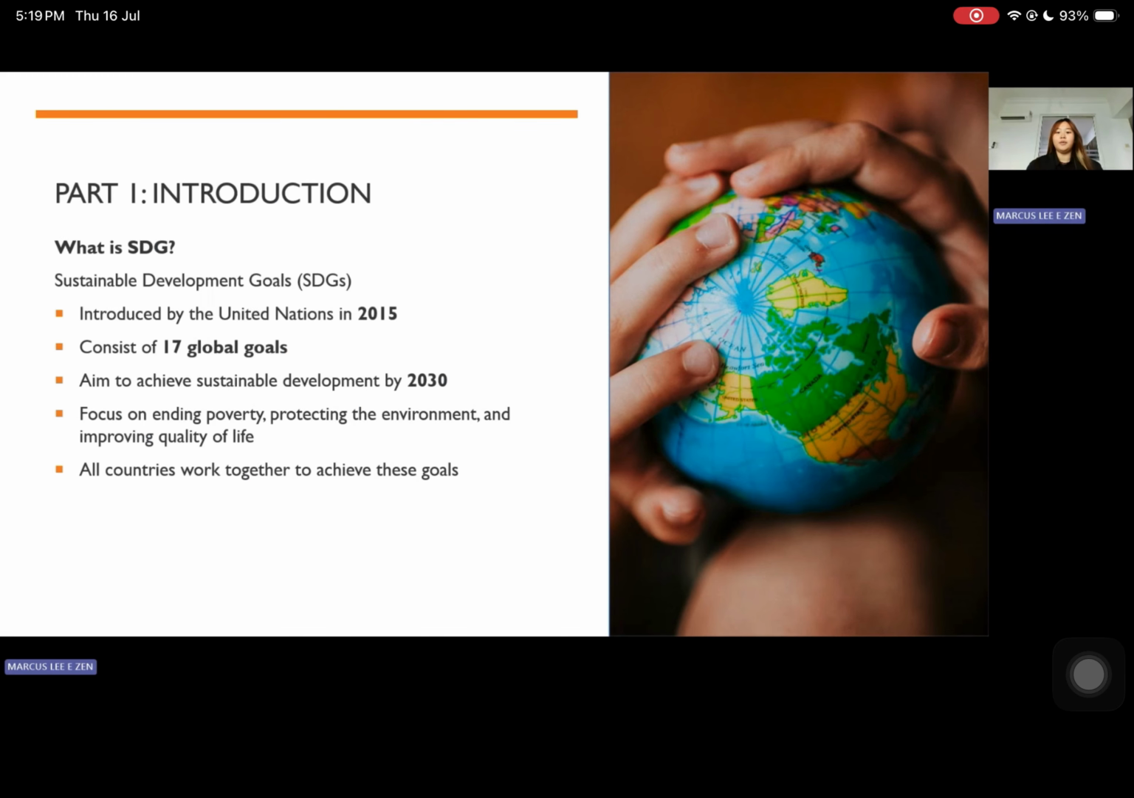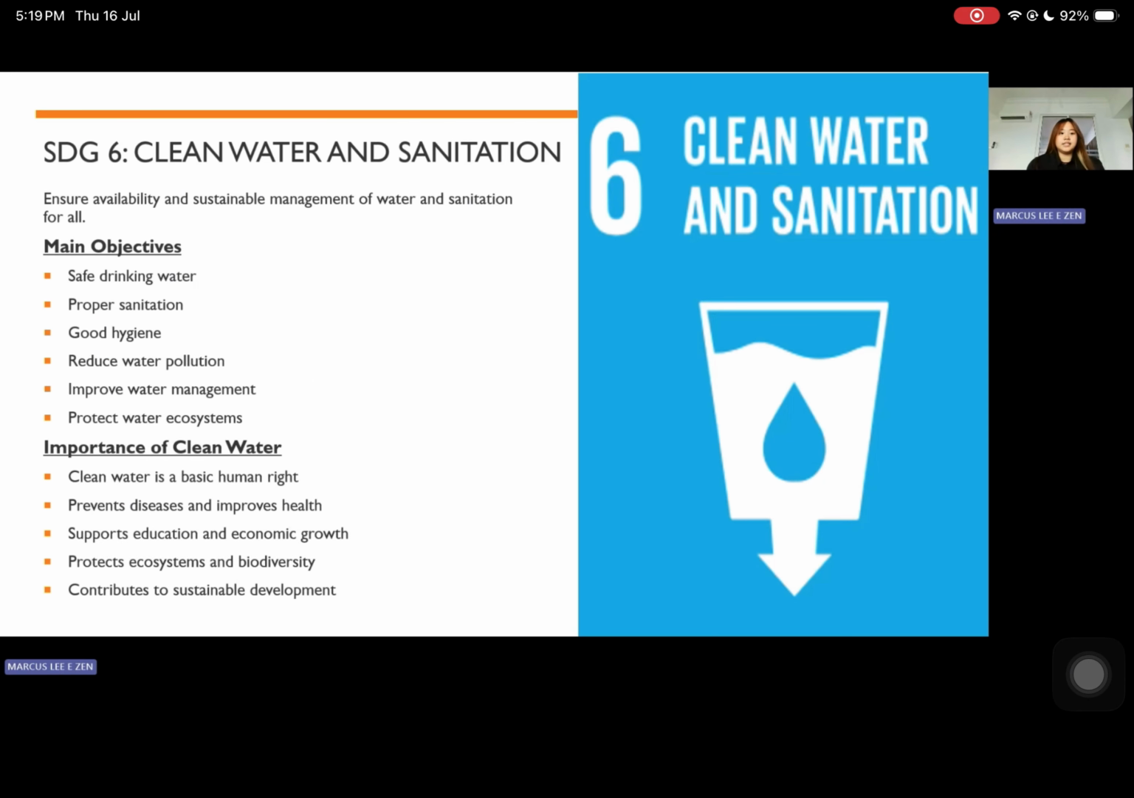SDG 6 focuses on providing everyone with safe drinking water, proper sanitation, and good hygiene. It also encourages reducing pollution, improving water management, and protecting rivers, lakes, and other water resources. Our goal is SDG 6, clean water and sanitation. Access to clean water improves public health, supports education and economic activities, and protects the environment. Without clean water and sanitation, many communities continue to face health and social challenges.